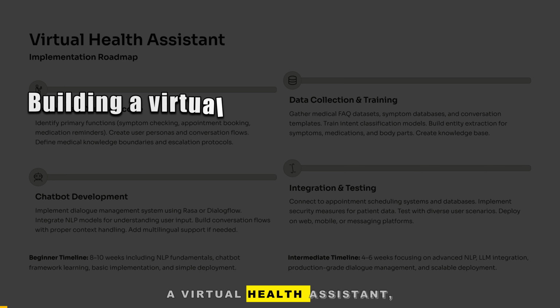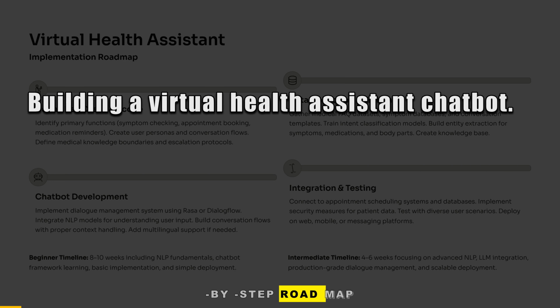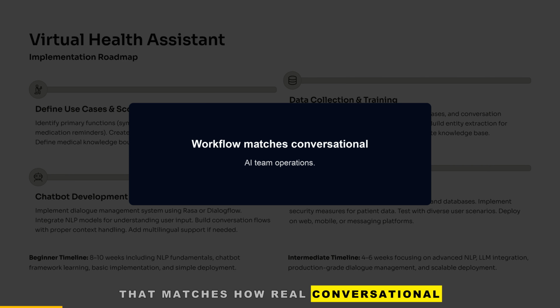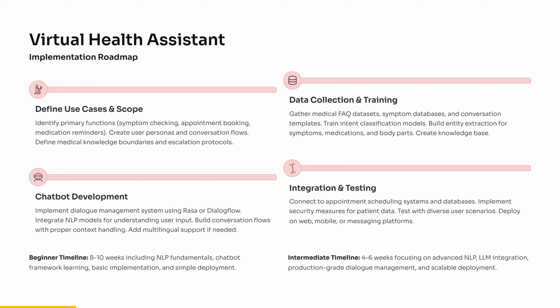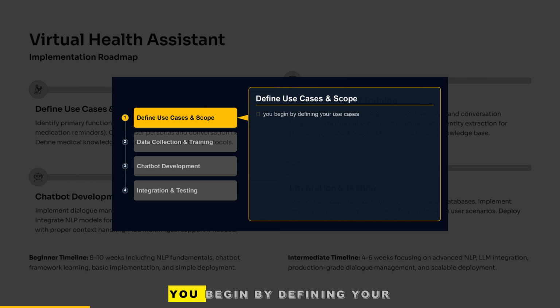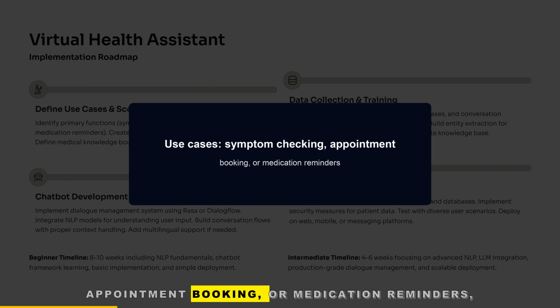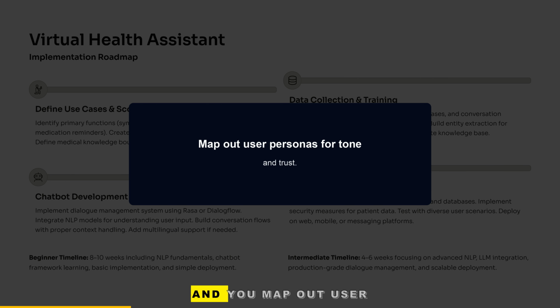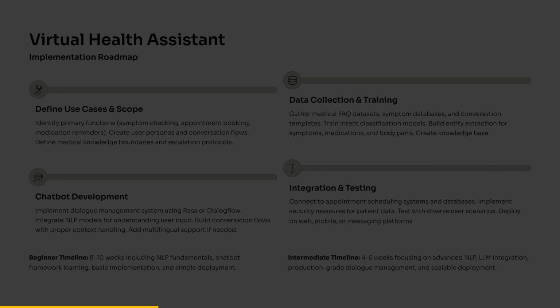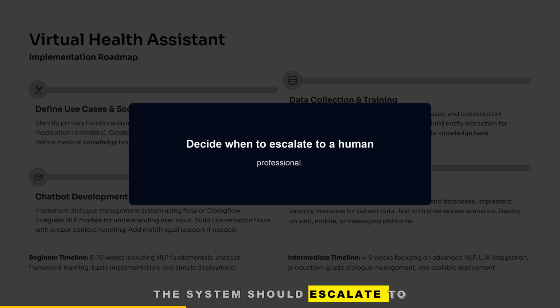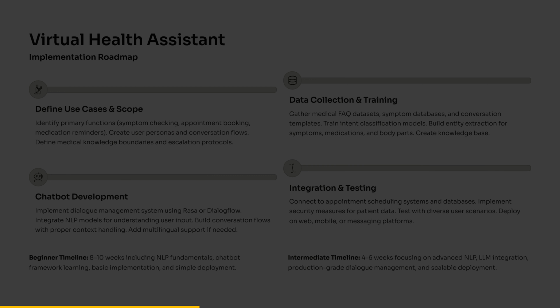When you build a virtual health assistant, you need a clear step-by-step roadmap so your project feels structured and professional, and this slide lays out a practical workflow that matches how real conversational AI teams operate. You begin by defining your use cases, such as symptom checking, appointment booking, or medication reminders, and you map out user personas so the assistant speaks in a tone patients trust. You also set boundaries for medical information and decide when the system should escalate to a human professional.